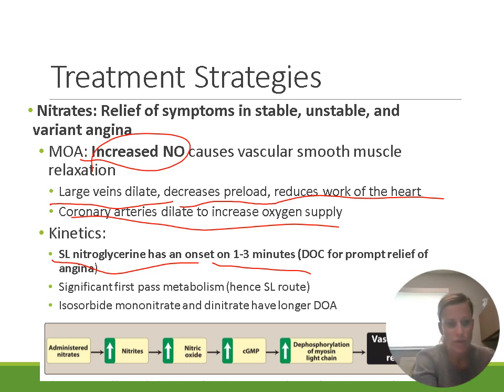this down here is just showing you the way that they work. I'm not super worried about it, just nitrates, increased nitric oxide. This ends up increasing cyclic GMP. But overall, the point is that increasing nitric oxide causes vascular smooth muscle relaxation, which vasodilates the vessels.